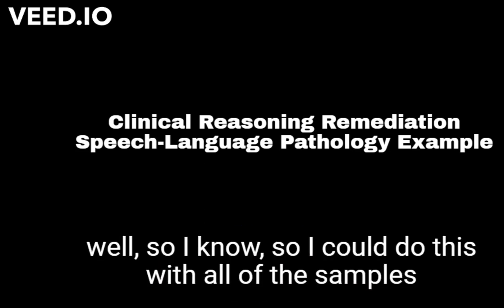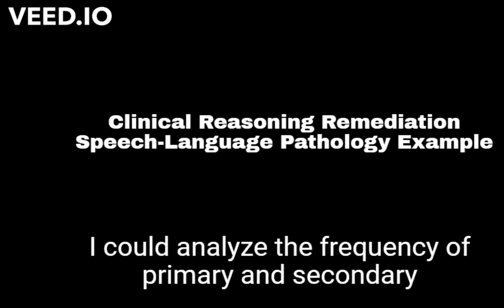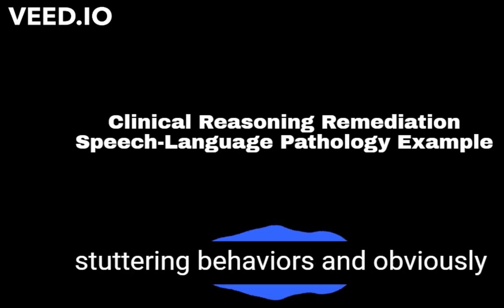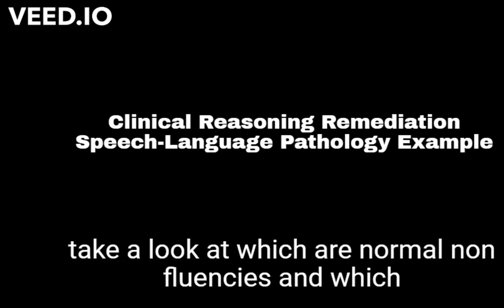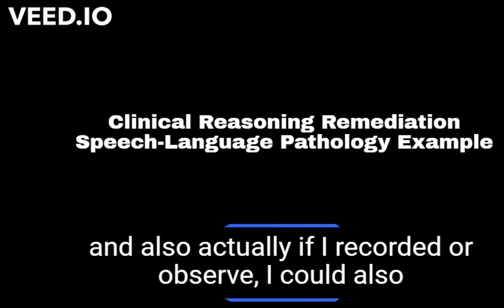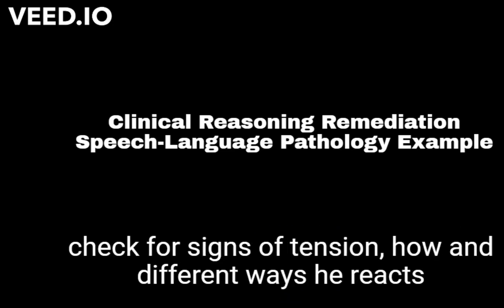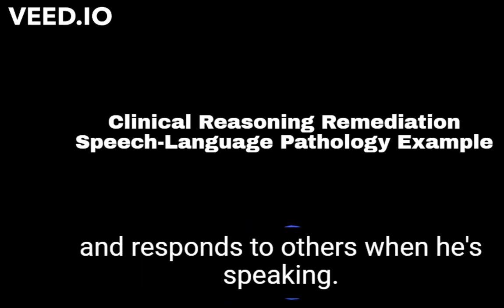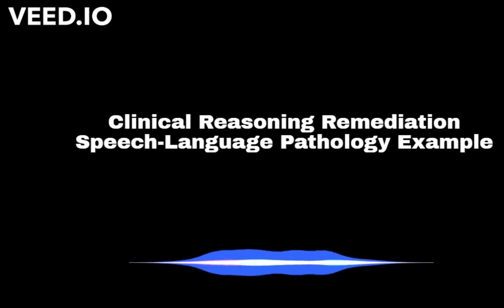Okay, well, I could do this with all of the samples. I could analyze the frequency of primary and secondary stuttering behaviors, and obviously take a look at which are normal non-fluencies, which are stuttering behaviors. And I can calculate the percentage of syllables or words stuttered and measure the speech and articulatory rate. And also, if I record it or observe, I could also check for signs of tension, and the different ways he reacts and responds to others when he's speaking and when he's interacting with them.